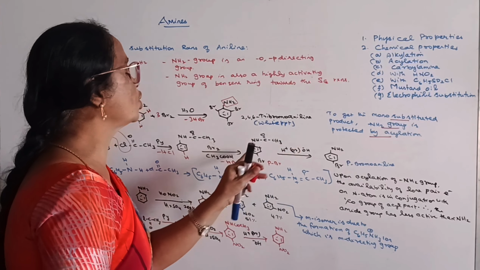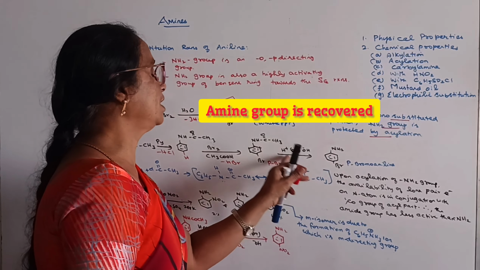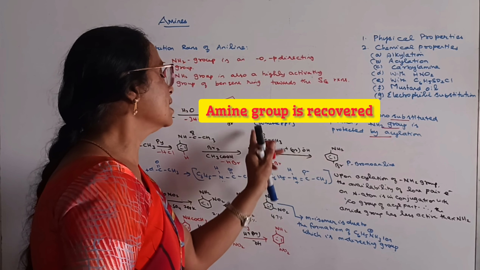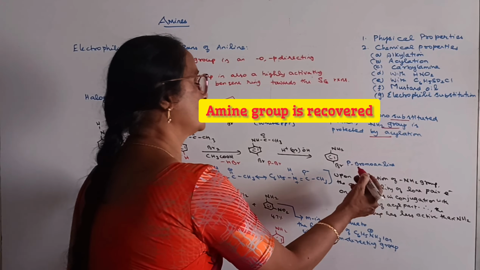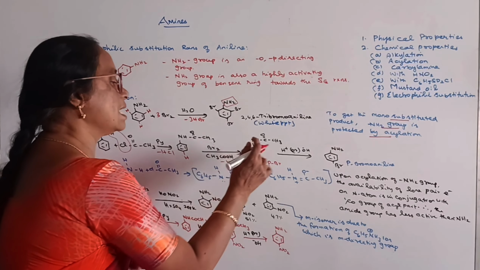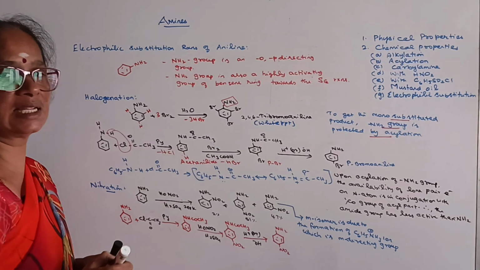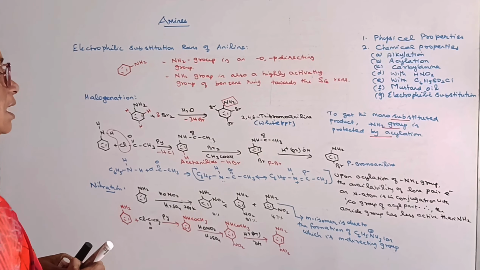So we get para-bromoacetanilide. Actually this can also be called acetanilide, and followed by treatment with either acid or a base, the amide group will be eliminated. So we will get para-bromoaniline. This is called acetanilide. If you have C6H5 instead of CH3, that is called benzanilide.